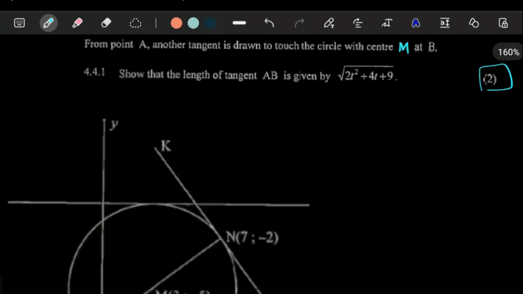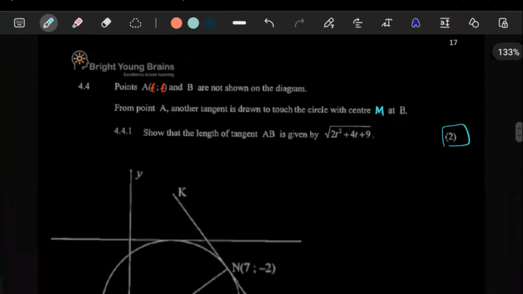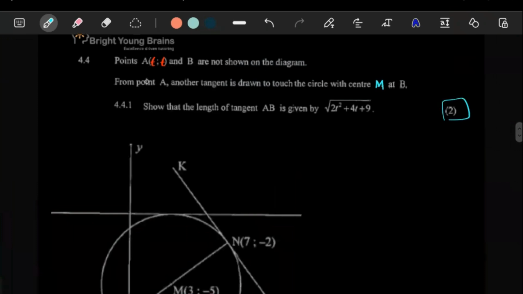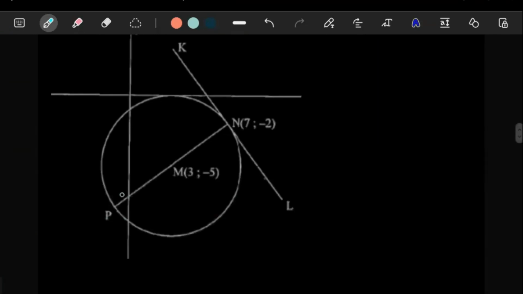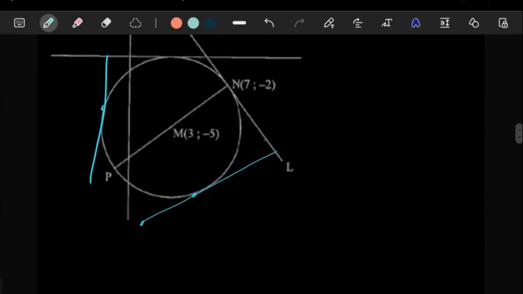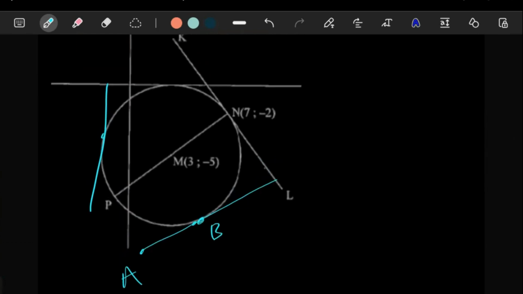Somewhere along the lines, A, we don't know where it is, it's just a random point. But from point A, you are able to draw a tangent and it will be touching the circle at point B. So somewhere on the circle, there's point B. We don't know where the tangent will be, whether it's somewhere over here or over here, it doesn't matter. But what they're telling us is you have a point A, and where the tangent meets the circle, you have that as point B. That's what this is saying.